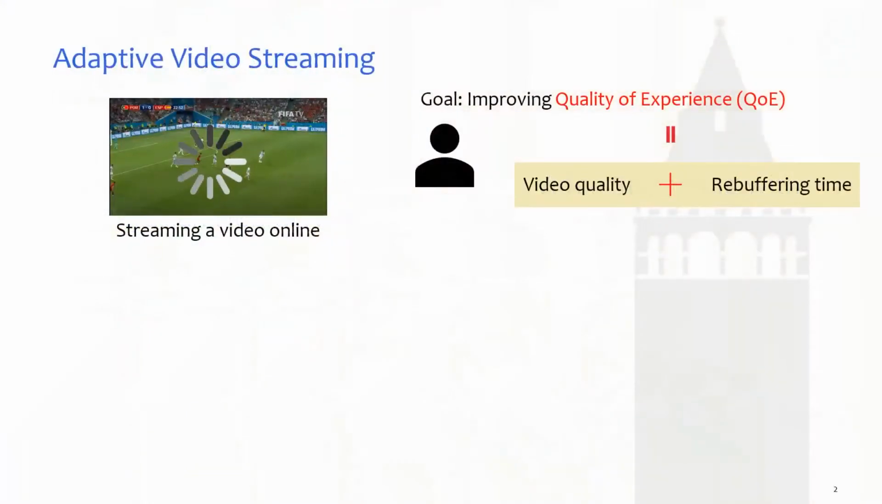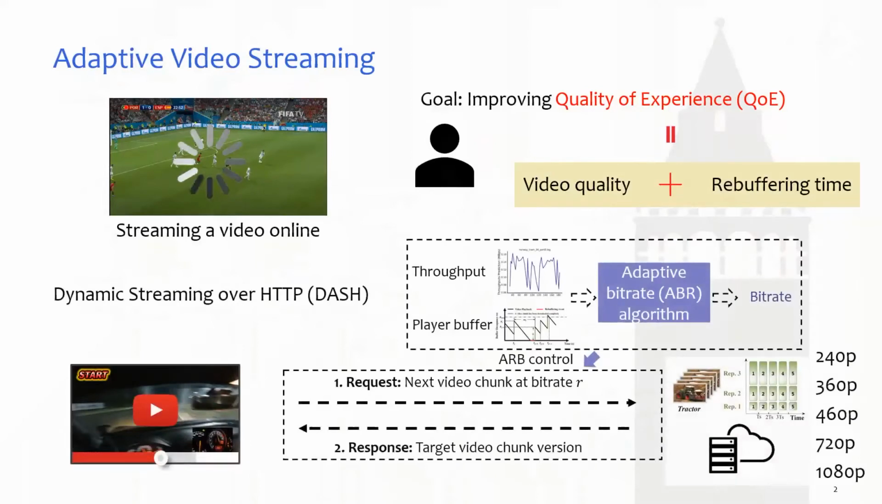When you watch a video on the internet, we all have this annoying experience. The video suddenly gets stuck and starts rebuffering. Adaptive video streaming is a popular solution to address this issue. In other words, it aims to improve the video quality and reduce the rebuffering time.